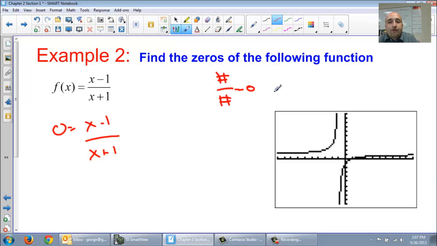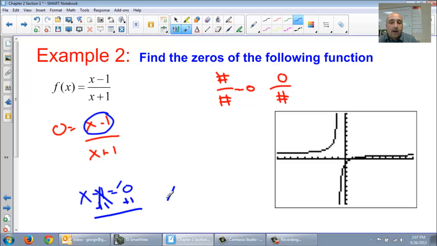Well, the only way to get a fraction equal to 0 is if that number on top is equal to 0. So anytime you're finding the zeros of a fraction, you take the top portion, and you set it equal to 0, and that is your 0 for this particular equation. What makes this equation 0? The top. So how do I do this? We add 1, add 1. So x equals 1 is my answer.